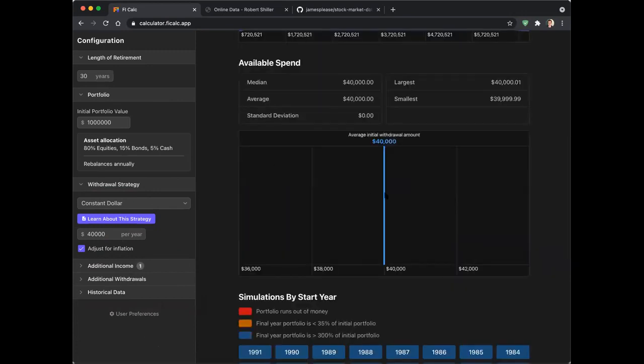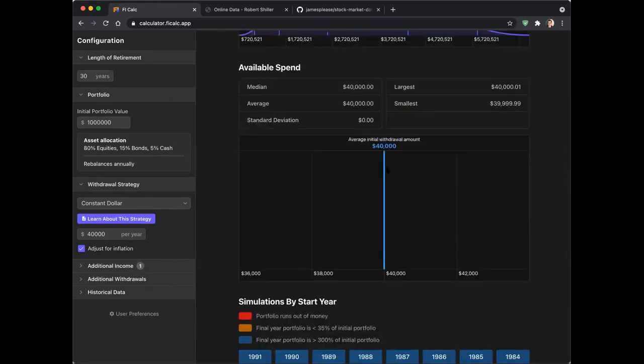And what you can kind of see here is that these charts aren't optimized for every single use case. So it's kind of weird. It's just the straight line, but this is how it renders when... well, look at that. It says average initial withdrawal amount. I need to update that label to say average spend amount. Because it's saying all withdrawals are 40,000, but it's actually all available spend is 40,000.